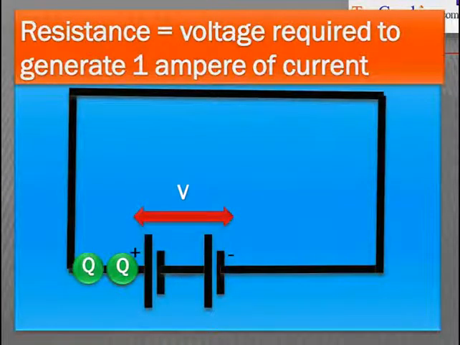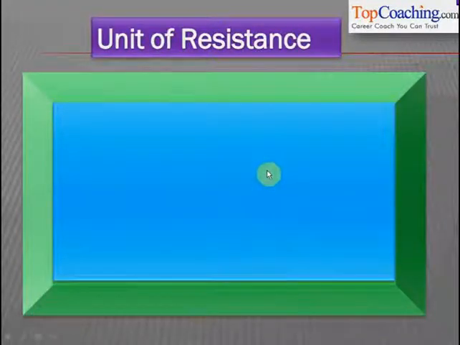Yet another way to define resistance is that it is the voltage required to generate 1 ampere of current. After all, R is V by I, isn't it? Voltage per current. So the amount of potential difference required, sometimes potential difference is also called voltage, to generate 1 ampere of current is what is called resistance. Understood? So if there is high resistance, then a large potential difference is required to generate 1 ampere of current. But if there is low resistance, then even a small potential difference can generate 1 ampere of current. Understood? So V equal to IR is the formula you must remember.